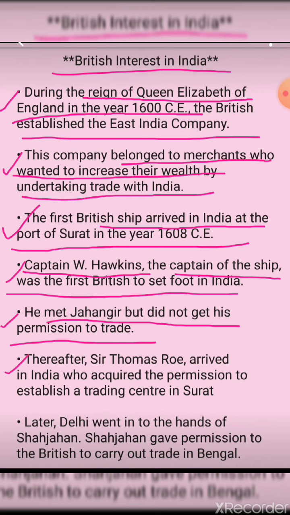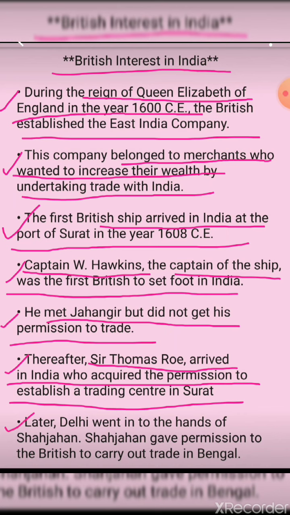Next, thereafter, Sir Thomas Roe arrived in India, who acquired the permission to establish a trading center in Surat. He arrived in India after Captain William Hawkins, and he took the permission to establish a trading center in Surat.